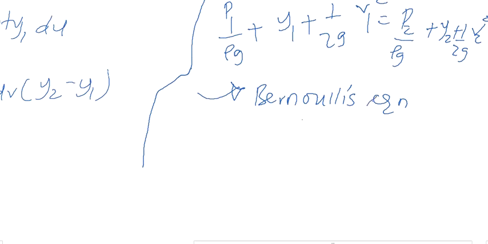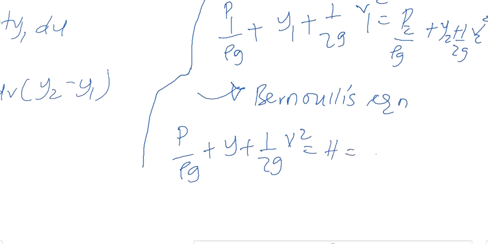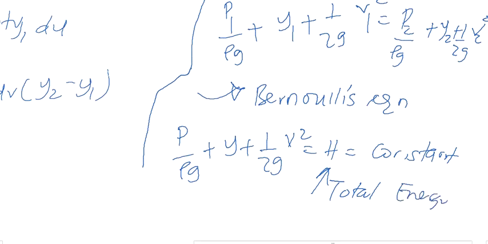And therefore Bernoulli's principle is valid. Since points 1 and 2 are chosen arbitrarily, this equation can be rewritten as P over rho g plus y plus 1 over 2g V squared is equal to h, a constant, whereby this is the pressure energy per unit weight, this is the gravitational potential energy per unit weight, and this is the kinetic energy per unit weight of the system, and this is the total energy of the system, in terms of head.